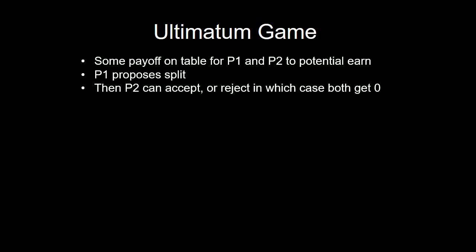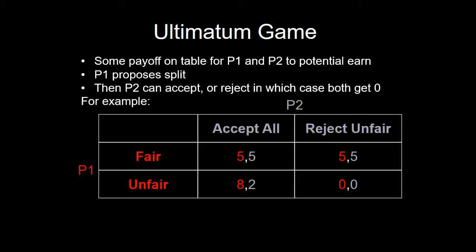And so, for example, say that there's $10 to be divided, and say we just give player 1 two different options. Either make a fair split, which is they split it 50-50, or player 1 can propose an unfair split where she gets $8 and player 2 gets $2. And then player 2 can either say, yeah, I'm willing to accept whatever offer you make, or player 2 can say, no, I'm going to reject it if you make the unfair offer.